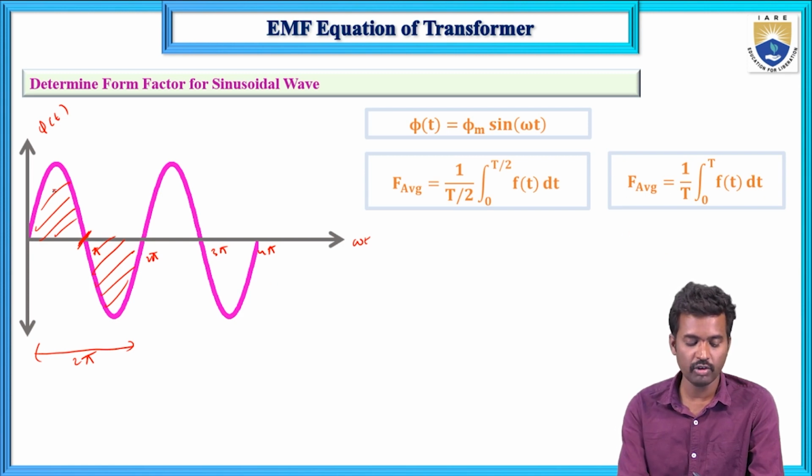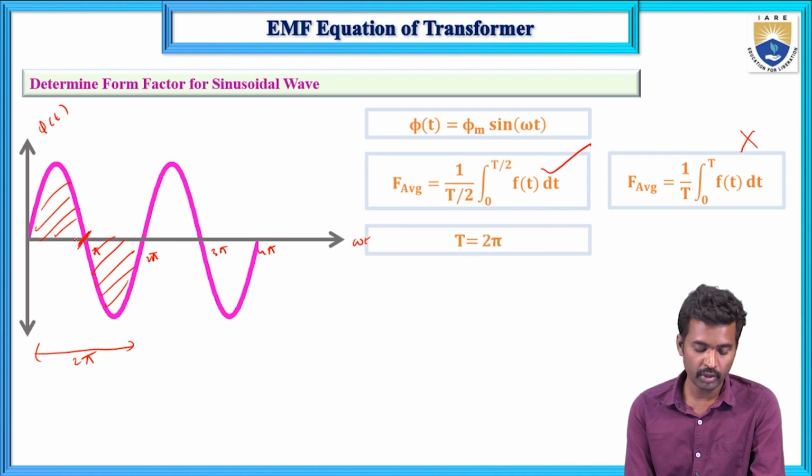It is a symmetrical waveform. Positive half cycle and negative half cycle are the same. F average equals 1 by T, 0 to T, F of t dt. This is not required here, since it is a symmetrical waveform. Use this formula only. Here time period equals 2 pi, so up to pi only calculate the average value.